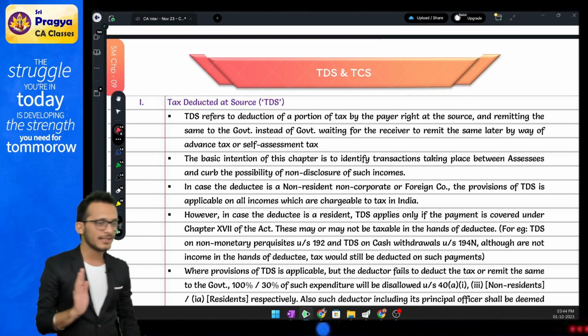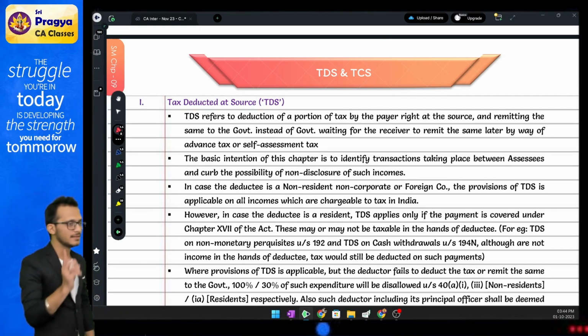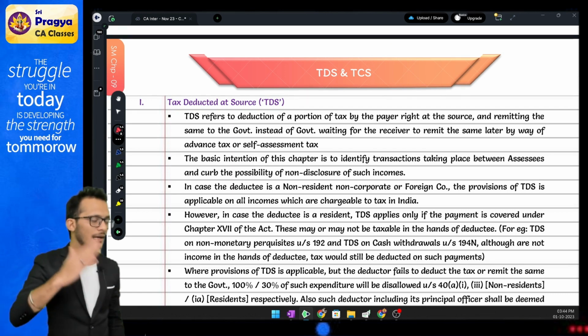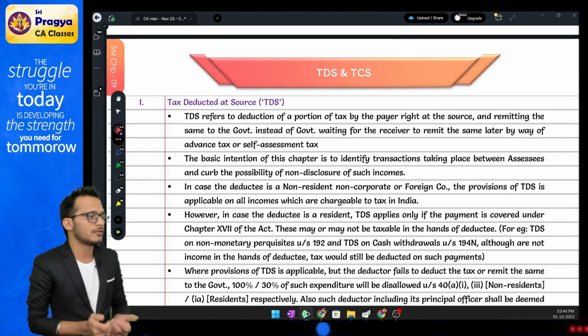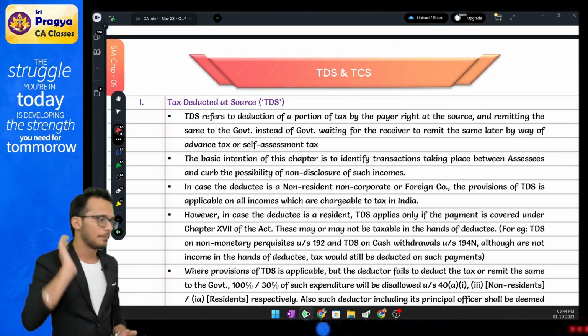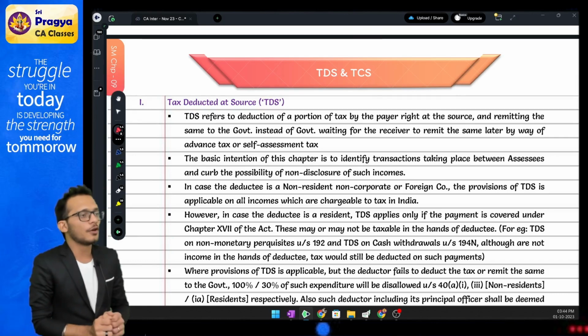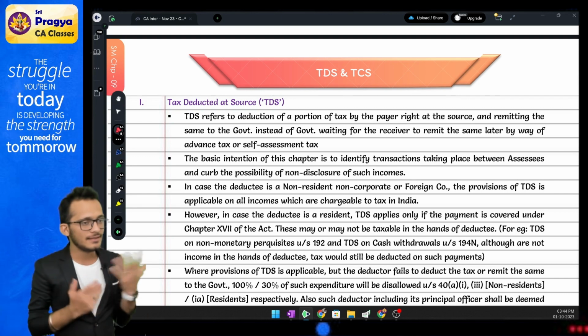Perfect. Okay. We're looking at the chapter called TDS and TCS. The TDS and TCS chapter says that TDS means tax deducted at source, and TCS means tax collected at source. TDS says that whenever you make a payment to someone, you deduct tax before you make the final payment to him. TCS says that before you pay money to someone, you pay extra money in the form of TCS. That is the difference.